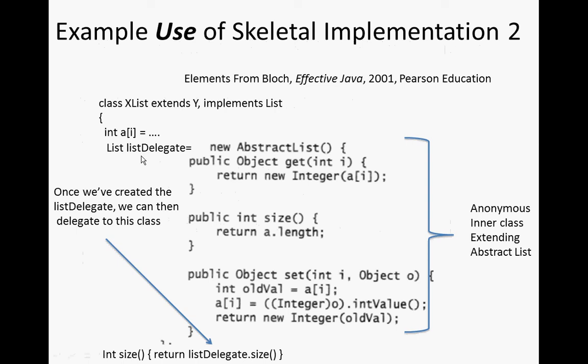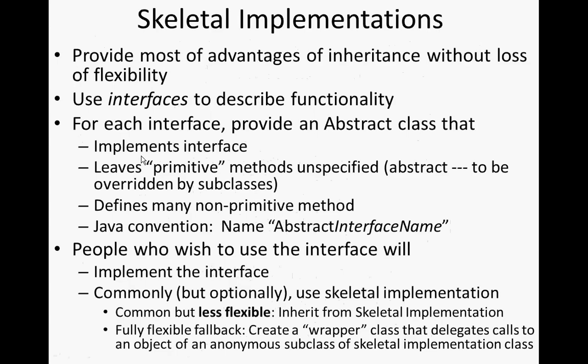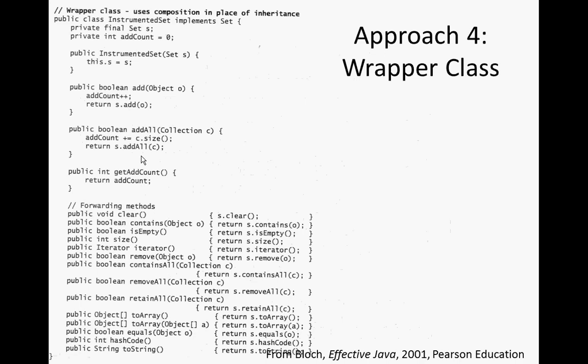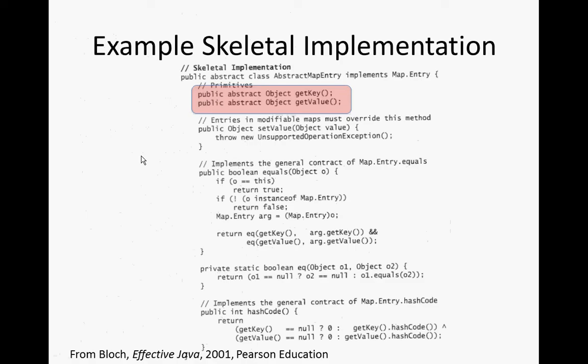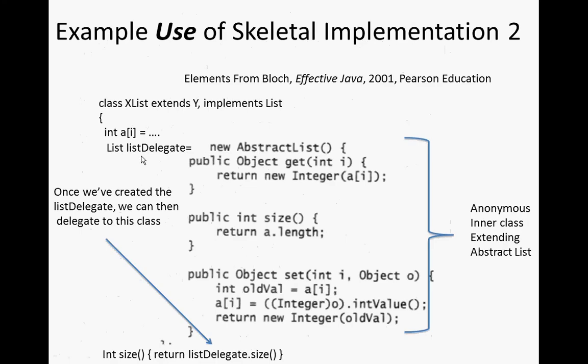This is an anonymous inner class. And now, whenever we get calls in this class for methods that are defined in lists, such as the size method, we'll simply delegate that to our appropriate delegate object. Okay? So, in short, this is like the delegation scheme we saw earlier, in the sense that it's very robust. We don't have to worry about overriding it. And as an additional advantage, we get something like multiple inheritance.